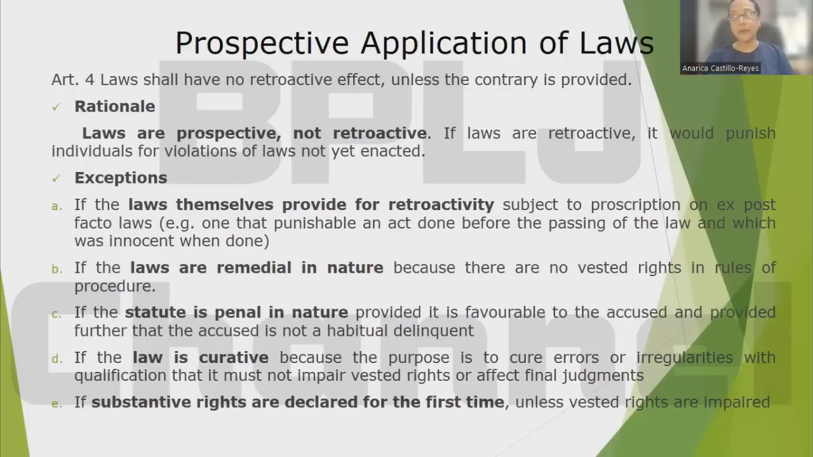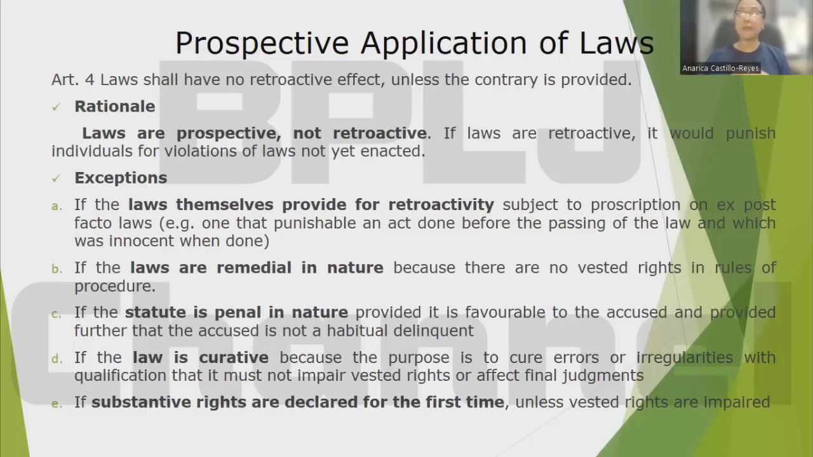So there are, however, exceptions to the prospective application of laws. First is, of course, if the law itself provides for its retroactivity. So if there is a provision in the law stating that this shall have retroactive application, then the laws may have retroactive application. If the laws are remedial in nature, when we say remedial, it is procedural. Why? Because there is no vested right in procedural laws.